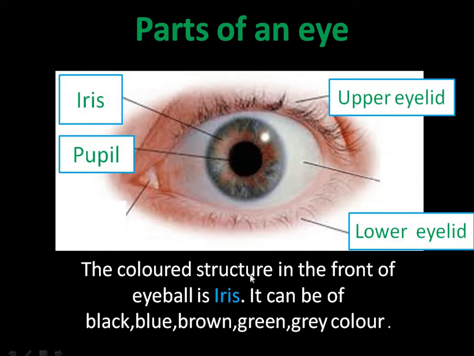Beta, the colored structure in the front of the eyeball is iris. See? And it can be of black, blue, brown, green and grey color. Some people have black eyes, some have blue eyes, some have brown eyes or sometimes some have green color eyes. So this iris tells the color of your eye. And then the light enters the eye through the pupil.